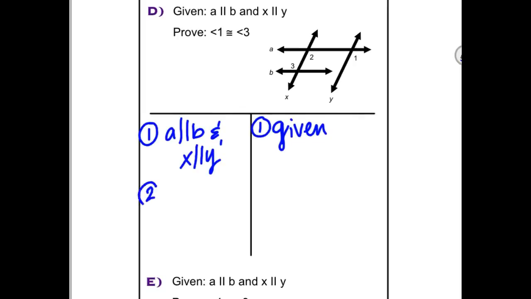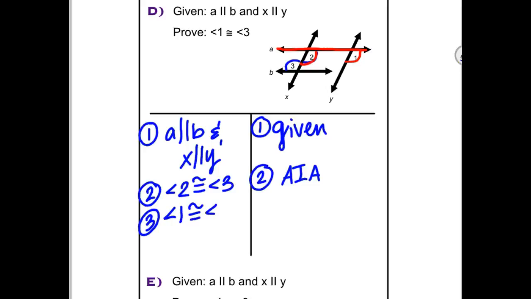So this is where you say, okay, if line A is parallel to line B, I know that angle 2 is congruent to angle 3. And if you look at that relationship, they're right here. That is alternate interior angles. And I also know that if line X is parallel to line Y, we're going to have angle 2 and angle 1 congruent to each other because we use line A then as our transversal. So therefore, angle 1 is congruent to angle 2 because they're corresponding angles.